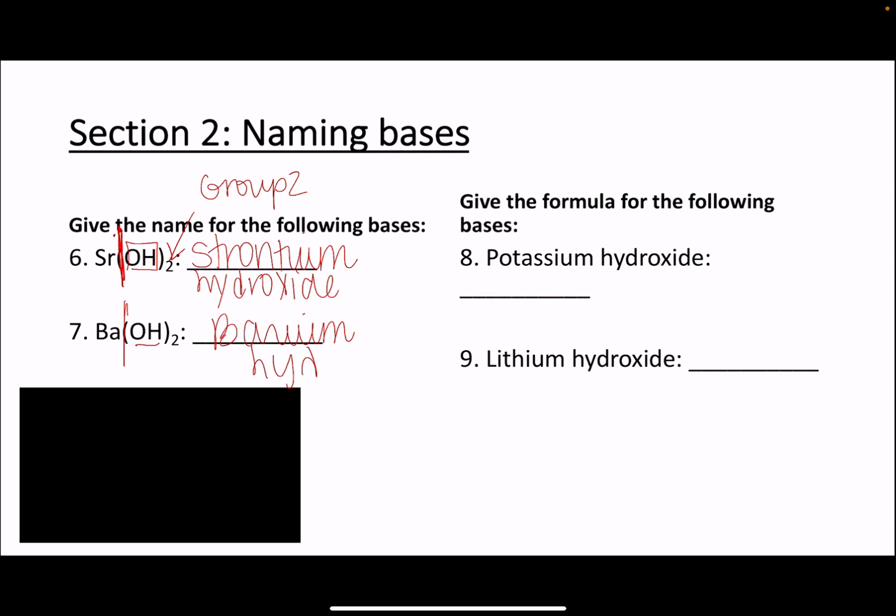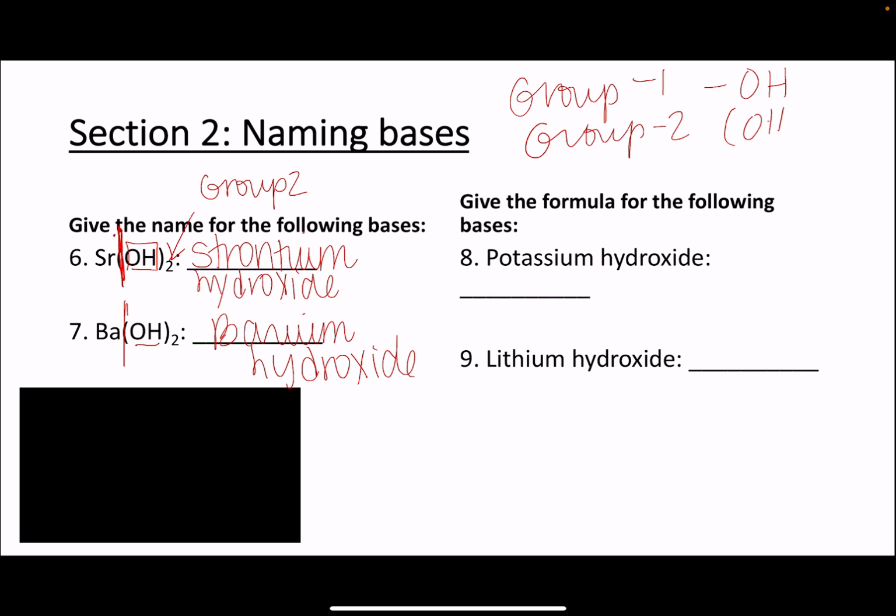Okay, now when we're doing the formula, you have to remember that if you're in group 1, you'll only have 1 hydroxide. If you're in group number 2, you're going to have 2 hydroxides like 6 and 7, and if you're in group 13, you're going to have 3 hydroxides.